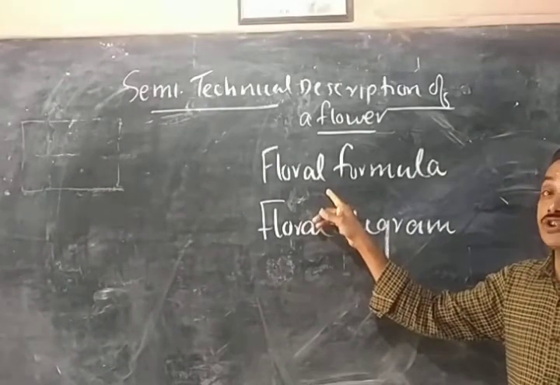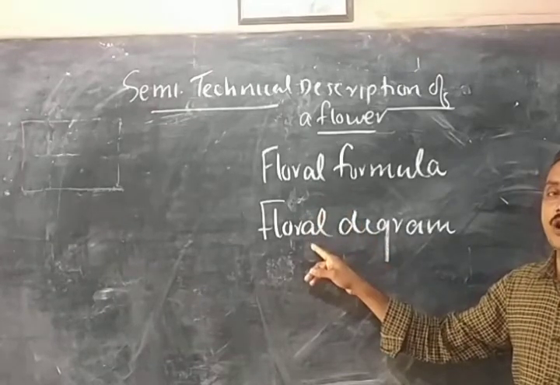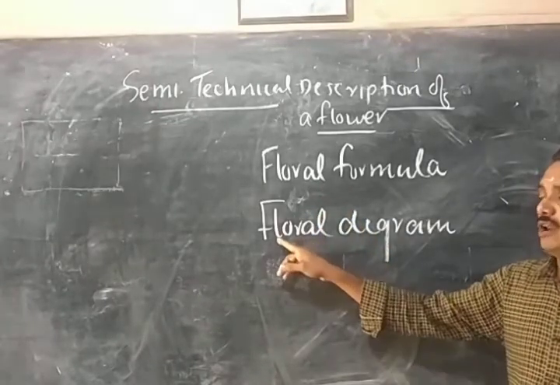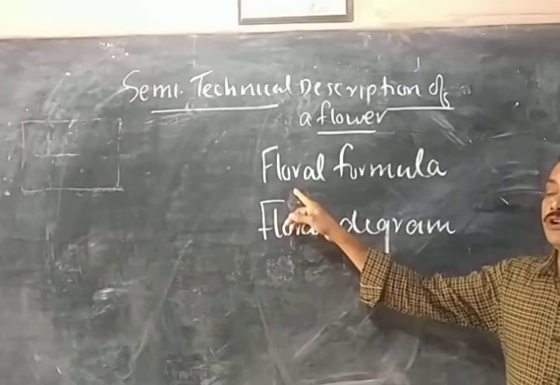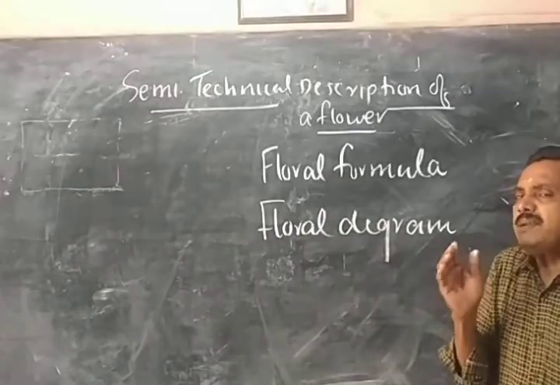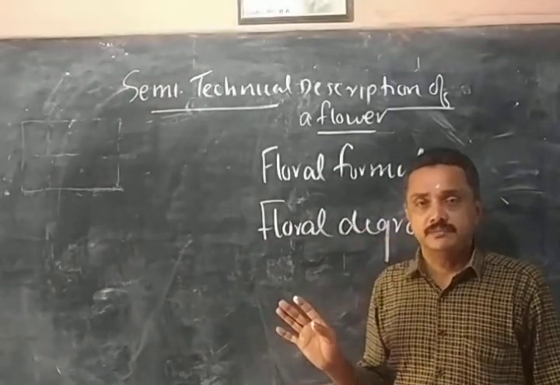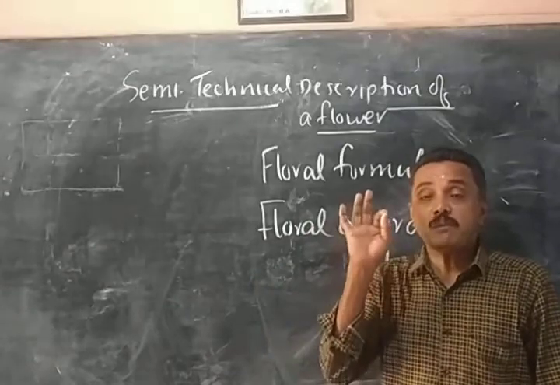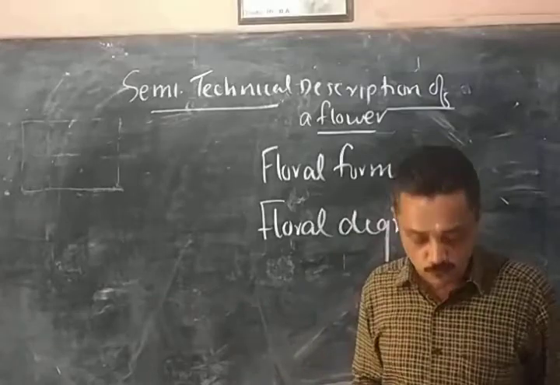Formula of the flower is called floral formula. Diagram of the flower is called floral diagram. Floral means related to flower. We can represent the parts of the flower and the joining of the flower parts in a formula. That is called floral formula.